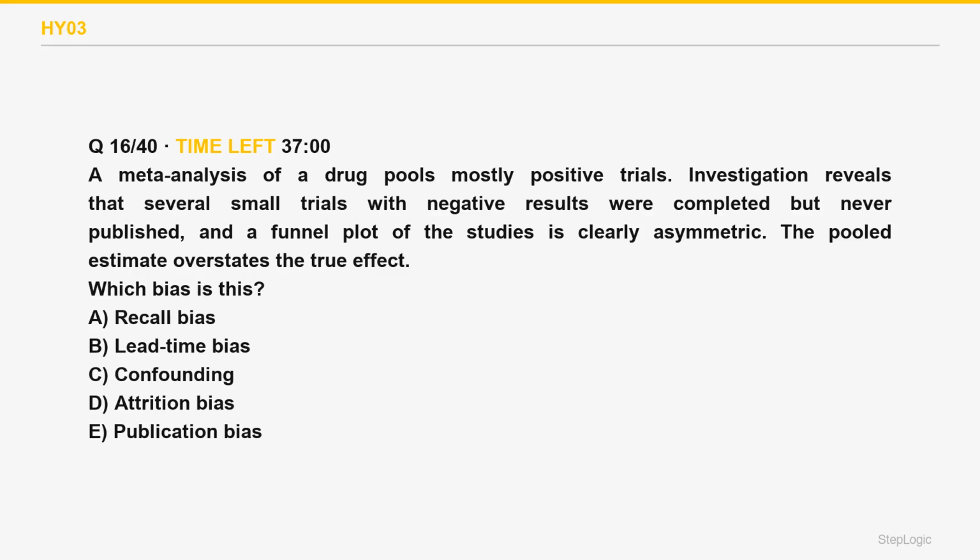Which bias is this? A meta-analysis of a drug pools mostly positive trials. Investigation reveals that several small trials with negative results were completed but never published, and a funnel plot of the studies is clearly asymmetric. The pooled estimate overstates the true effect. Read the command: the bias from unpublished negative studies. Positive results get published, negative ones vanish.